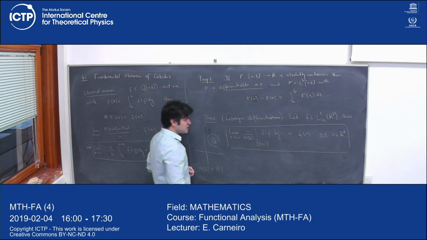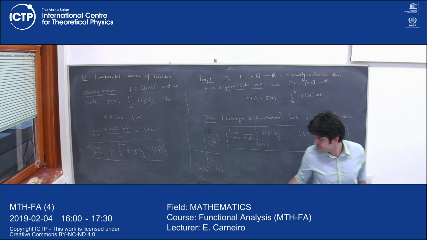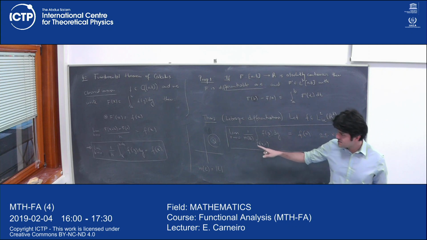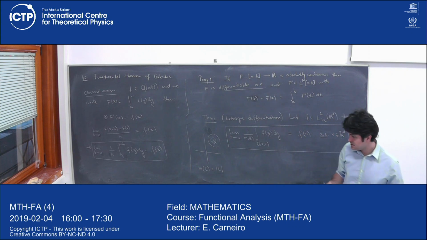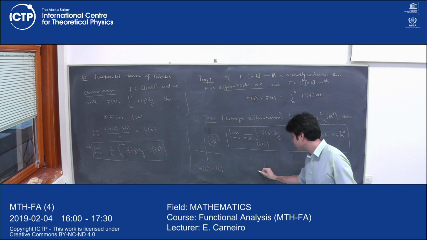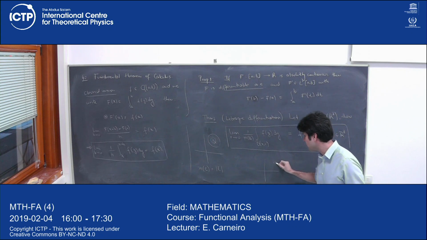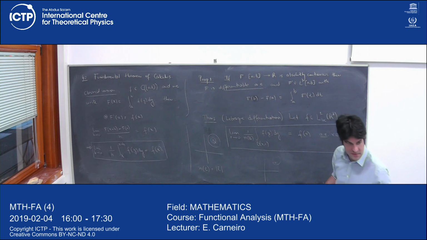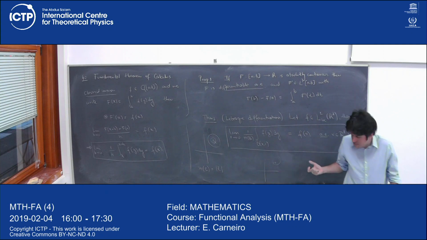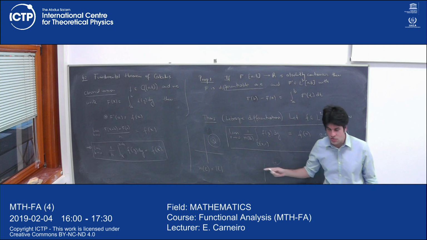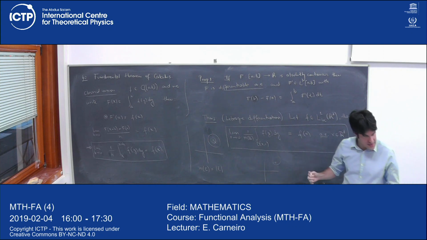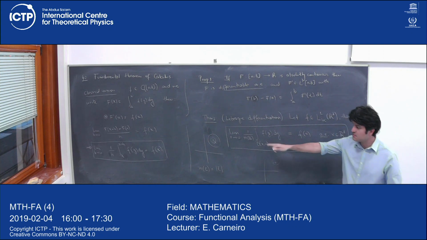So I'm taking here balls centered at x, but you could do balls that just contain the point x if you wanted. So balls that contain the point x and the radius shrinks to 0. If you don't like balls and you like cubes, you could do cubes, it doesn't matter. So all of these things are the same, the result holds true.